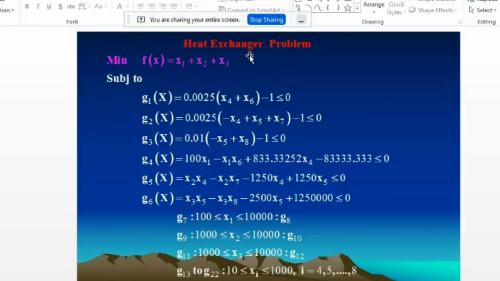So the objective function is given, and then subject to the set of constraints, followed by all the bounds, lower bound and upper bound. Up to 8 variables, so xi is up to i equal to 4, 5 and so on to 8. So this constraint is for variables 4, 5, 6, 7 and 8, right? x1 lower bound upper bound, x2 lower bound upper bound, x3 lower bound and upper bound. So that is the given problem from the same textbook itself.